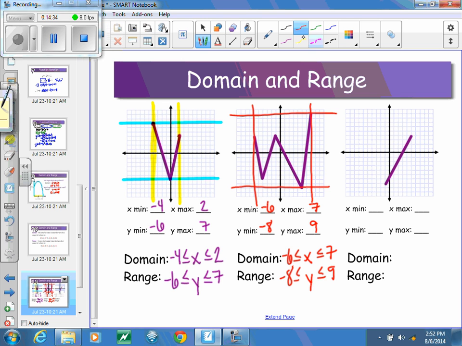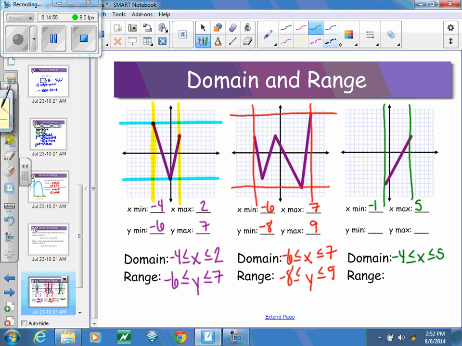With the last one that I have here, again, the domain is just based off of your x values. So the smallest x value I have is -1, and the largest x value that we have here is 5. So our domain is going to be less than or equal to 5, greater than or equal to -1.